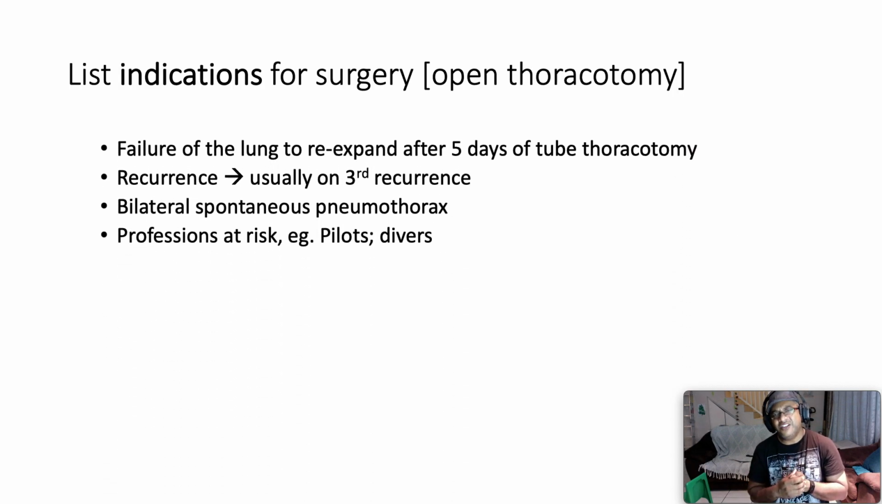What are the indications for surgery, guys, in the way of open thoracotomy in the context of a pneumothorax? So if there's failure of the lung to re-expand after 5 days of ICD insertion, if there's recurrence, usually on the third recurrence, we say, guys, hey, it's time to operate now. If you've got bilateral spontaneous pneumothoraces, and of course professions at risk being divers and pilots.